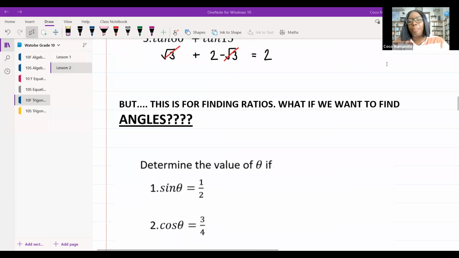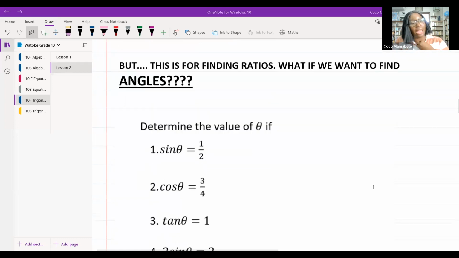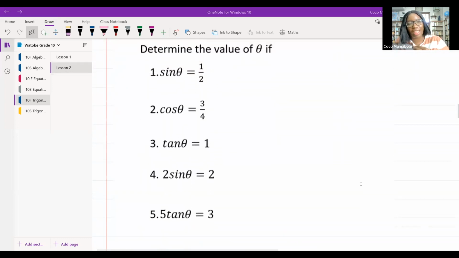All right. Now, this is only for finding ratios. It's easy for us to just pick up a calculator and go tan of 60. It's nice because the calculator just gives me the answer. But now what happens if I want to find the angle on my calculator? I was clicking sine of the angle and my calculator was giving me the answer. Now I'm saying sine of some angle would give me the answer a half.